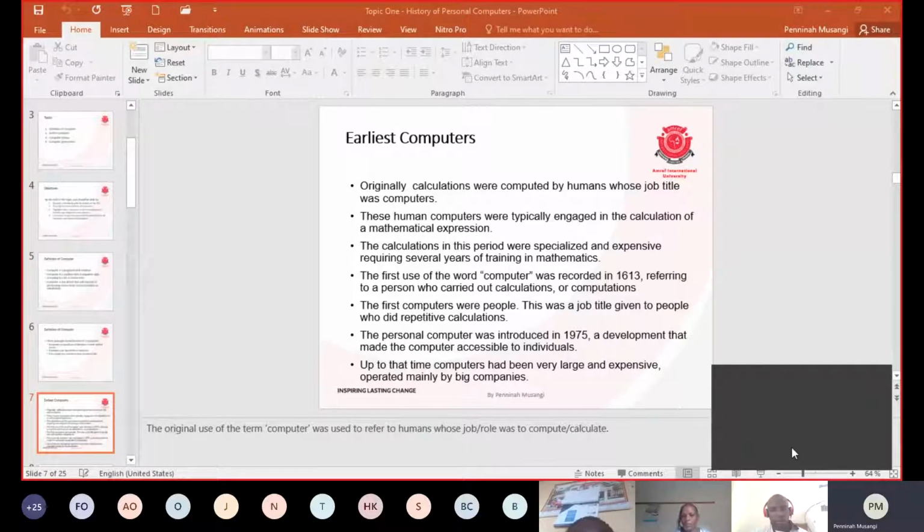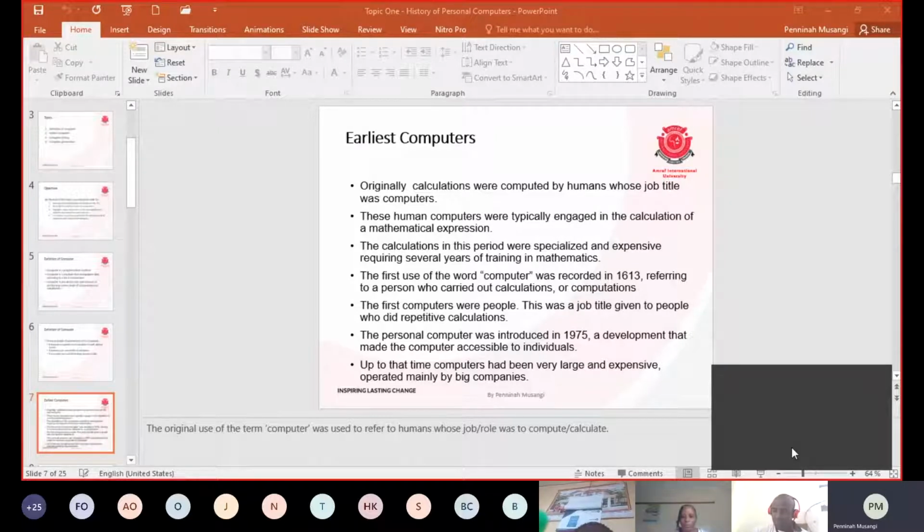So let's continue. The first computers, we can say, were people, and this was a job title given to people who did repetitive calculations. But we have the term personal computer, which was introduced in the year 1973, and this was a development of technology which made computers more accessible to individuals.